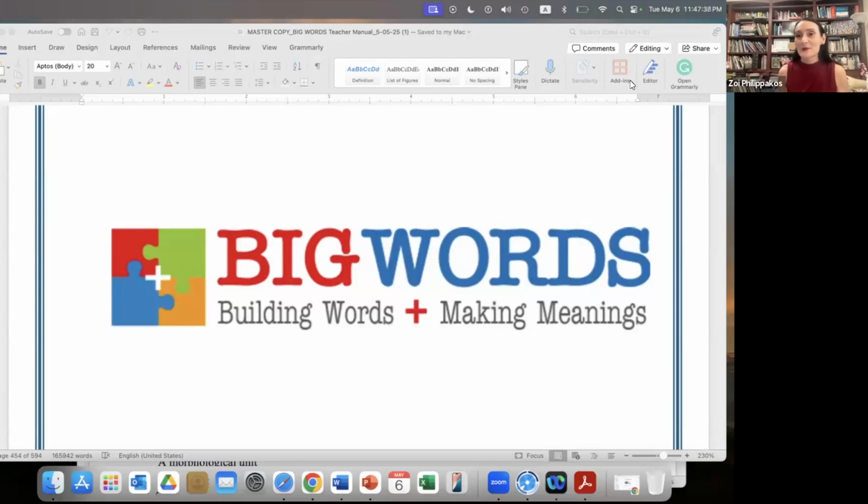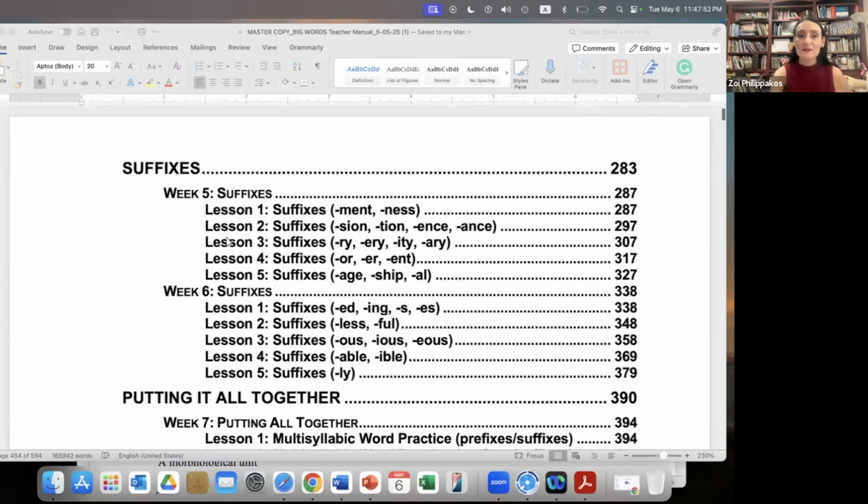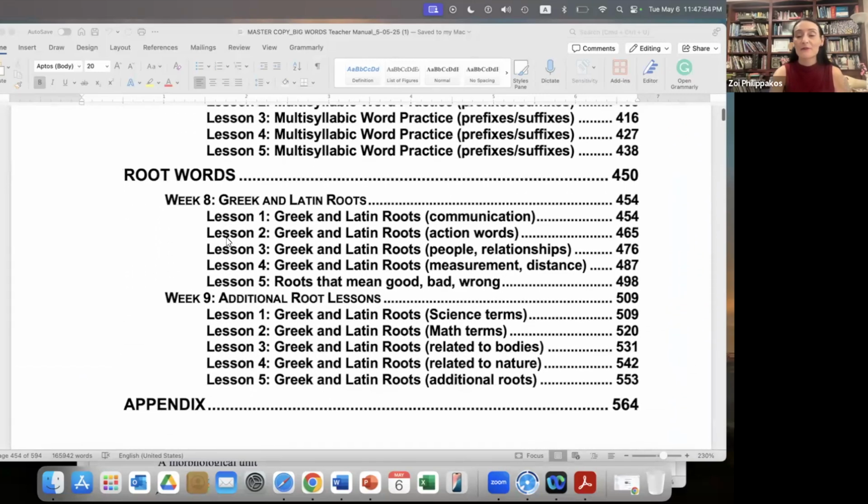In the lesson sequence, we have also included Greek and Latin roots. This is more challenging as a task, and it will appear at the very end of the lessons that we have provided. So let's look at the lessons. In the table of contents, you will find roots at the very end.